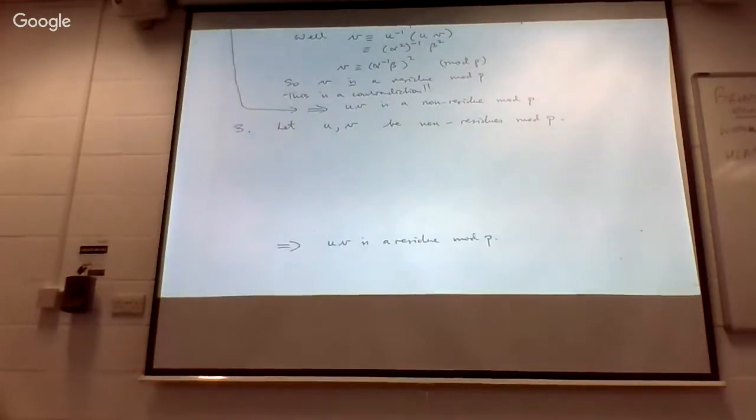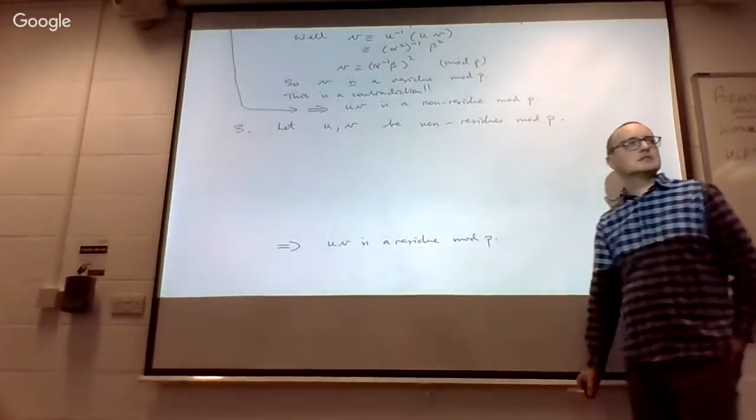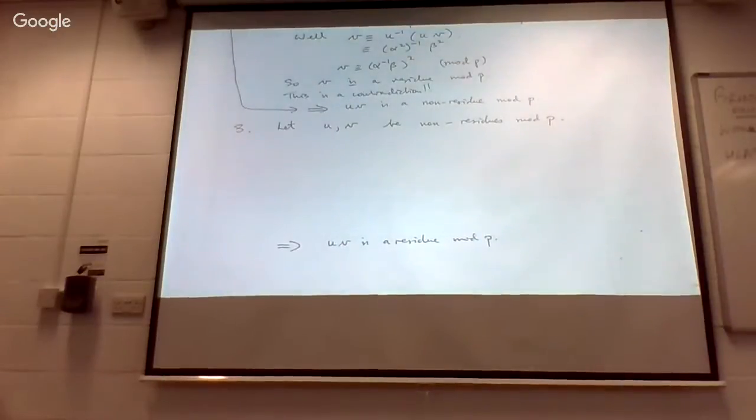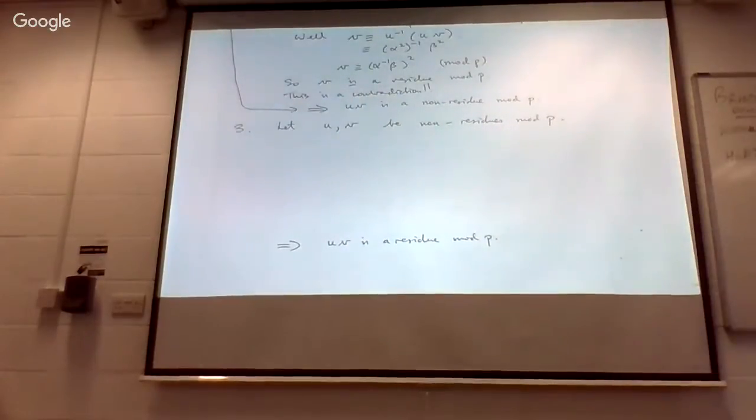Now this is maybe a little bit harder, because the whole assumption now is a kind of negative one. There does not exist square roots of these two numbers. But we're trying to prove that UV does have a square root. So this can't be proved in the same way that we proved 1 and 2, I think.